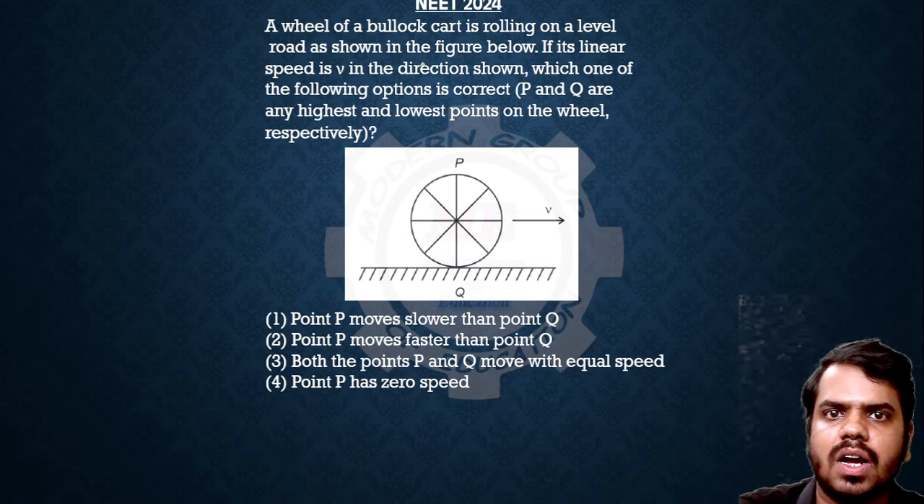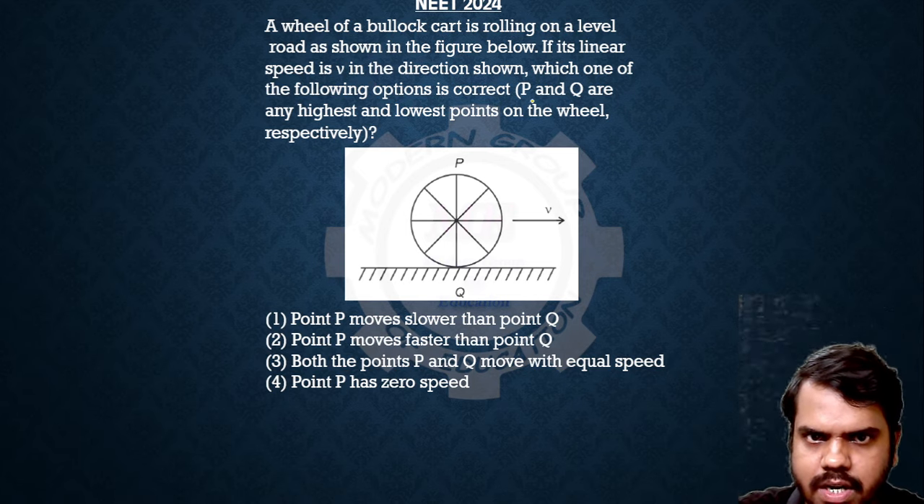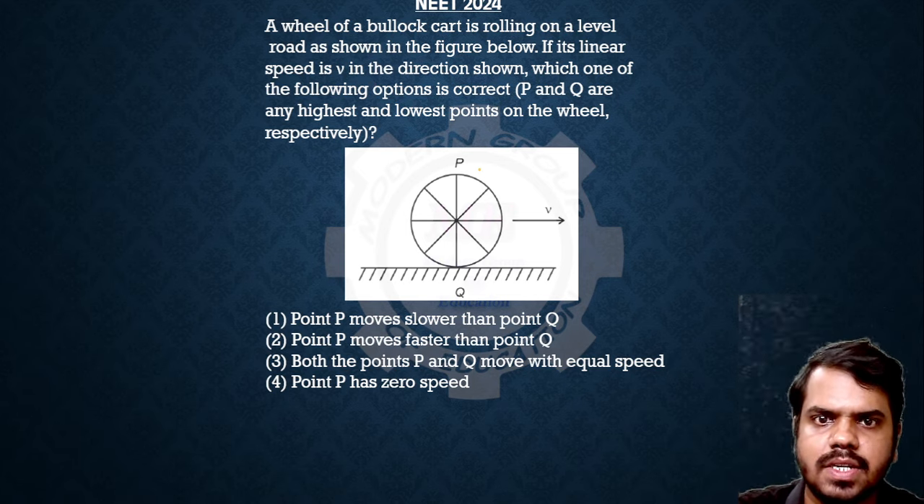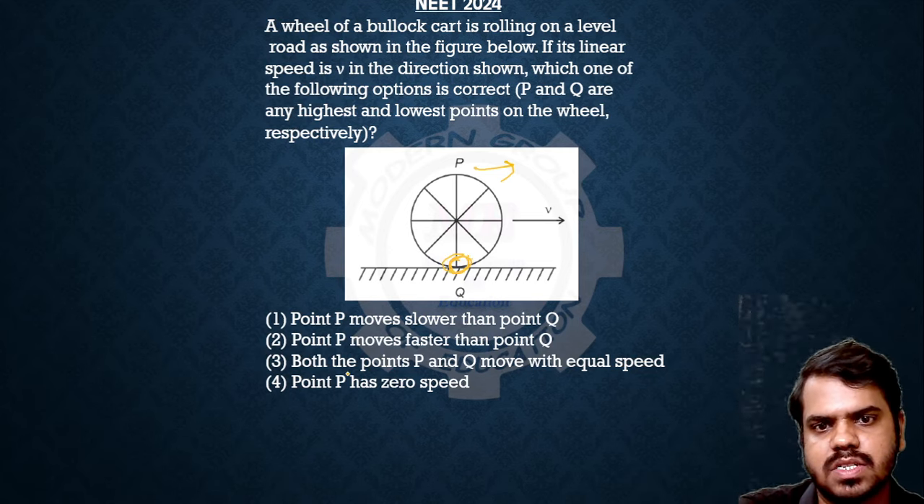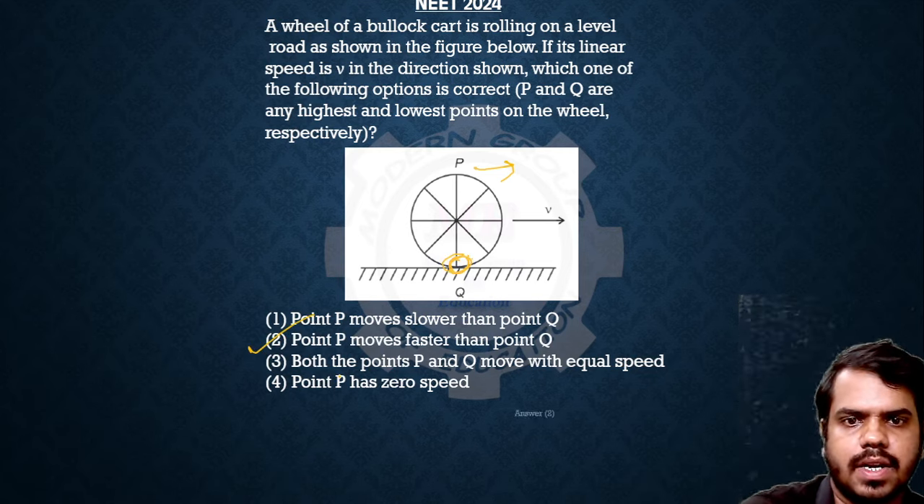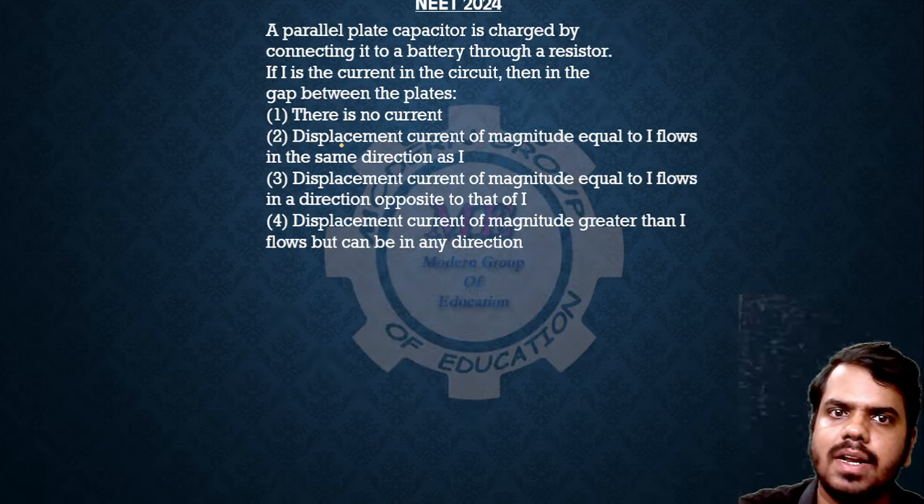A wheel of a bullock cart is rolling on a level road as shown in the figure. If its linear speed v is in the direction shown, which of the following options is correct? P and Q are the highest and lowest points. Obviously, P has the maximum value and Q has the lowest value because it is getting the friction here. So point P moves faster than point Q. Option 2 is correct.